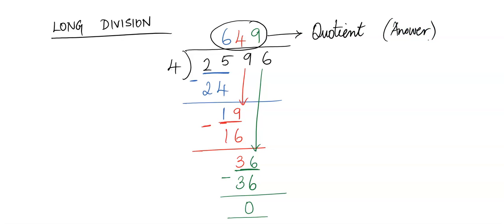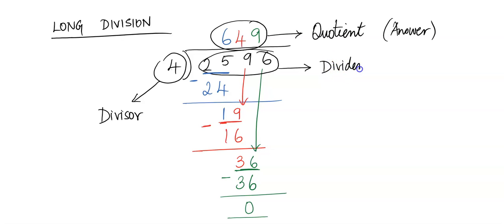Right? This part here is called the divisor, because this was the one that divided it. What did it divide? That will be this number. This is called the dividend. The dividend goes under the division symbol, and the divisor goes outside the division symbol so that it is used to divide.